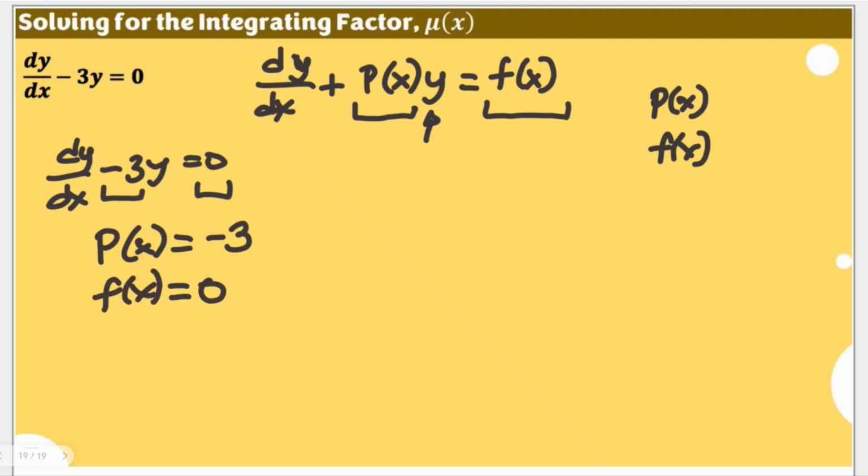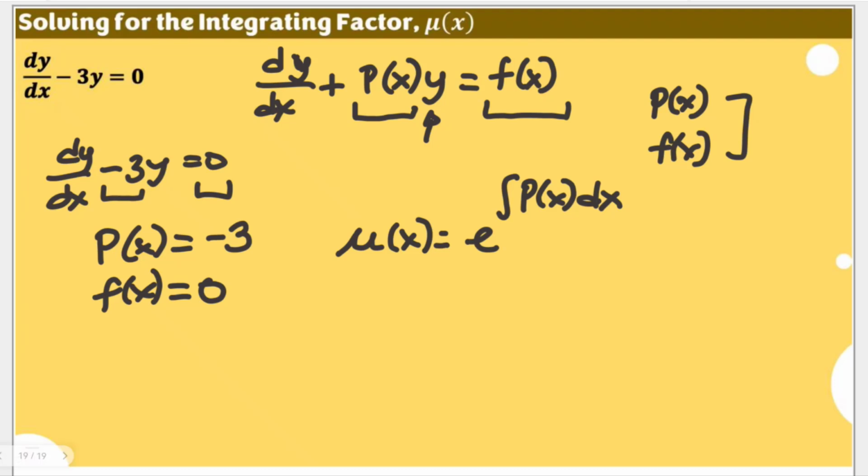Now we will be using p of x and f of x on our integrating factor. This will be used in solving this linear equation. The integrating factor mu of x is given in this form: e raised to the integral of p of x dx. By the way, we will not be using f of x yet. It will be used later in the process.